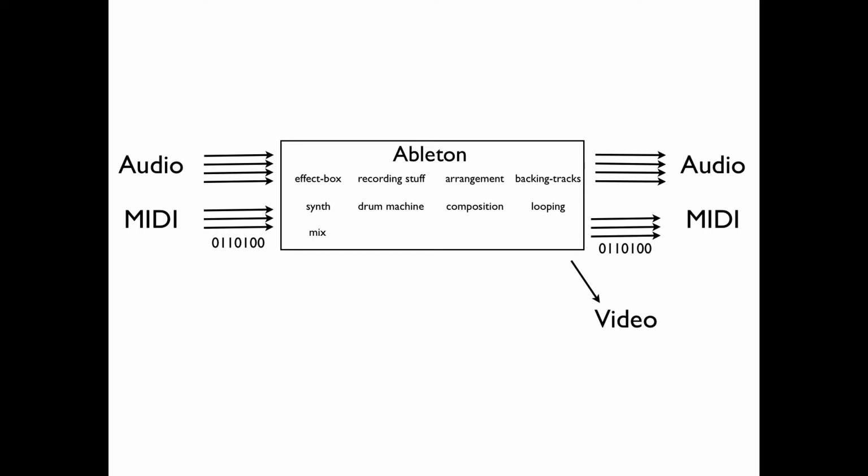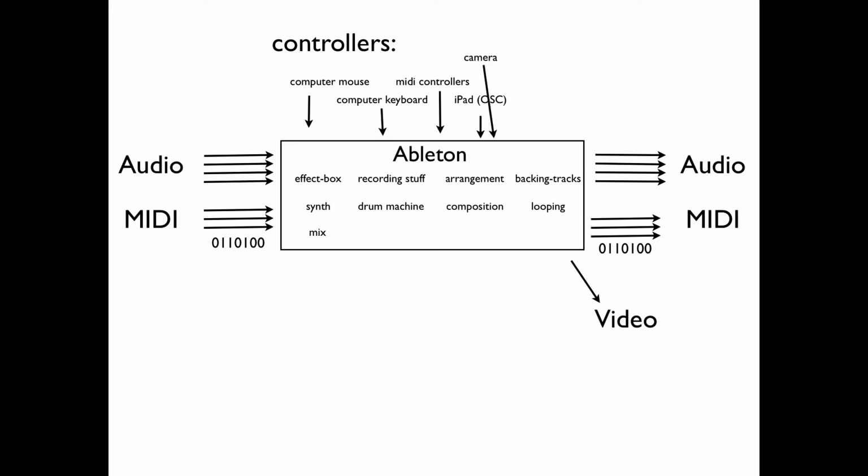So how do we control all of this? Obviously we have the computer mouse that we can use to control Ableton. We have the computer keyboard. And apart from that we have MIDI controllers. We can use an iPad over network, or we can use a camera, or iPhone of course also, or other mobile devices. We can use MIDI pedals, sensors, and we can even use audio as a controller.